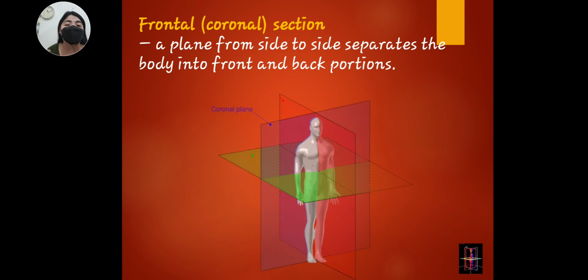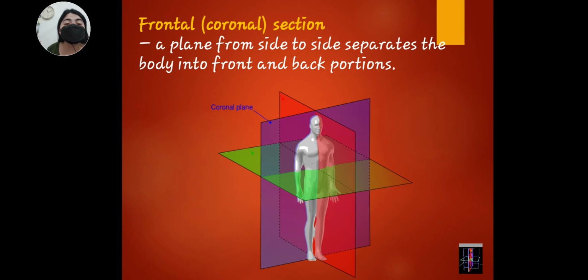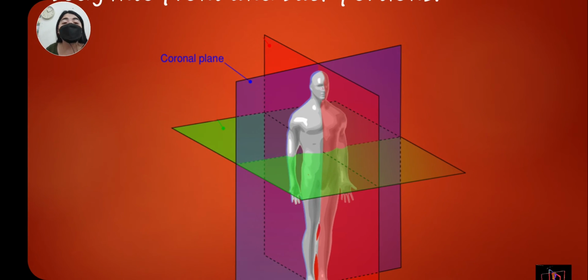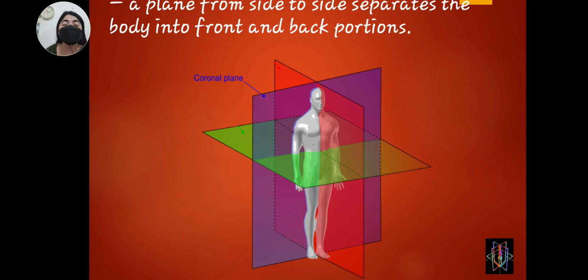Let me illustrate that, like that. This plane section here is coronal. The coronal plane separates your front and back portions. The coronal plane is this side, the middle one. The separation is from the front to the back. So that is the separation of the coronal plane.